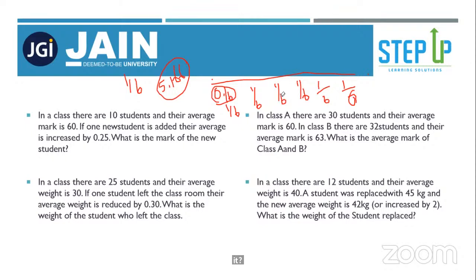So now 10 students, average is 60. We know that. So the 11th student, when he comes in, is coming with an extra 0.25, including him and others. That is getting distributed. Got it? So if there are 11 members, I do only the increment multiplication, that is 11 into 0.25, which gives me 2.75. So 60 plus 2.75 will give me 62.75. That's all.